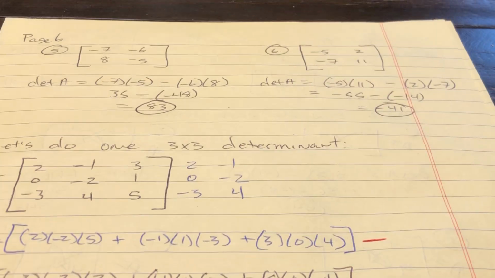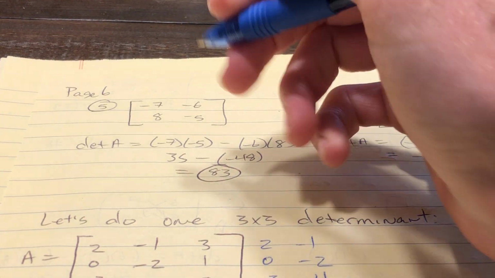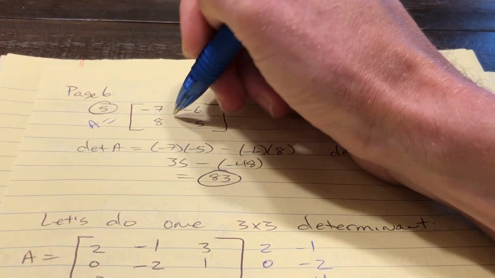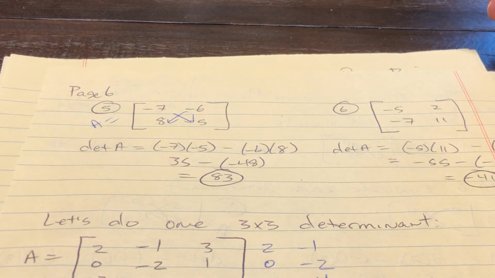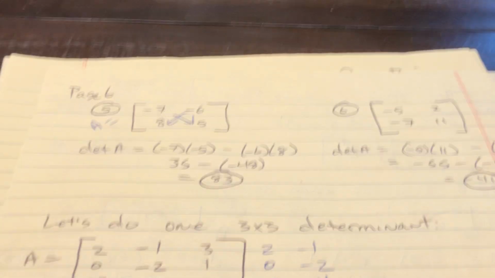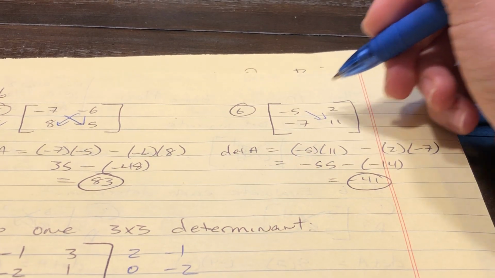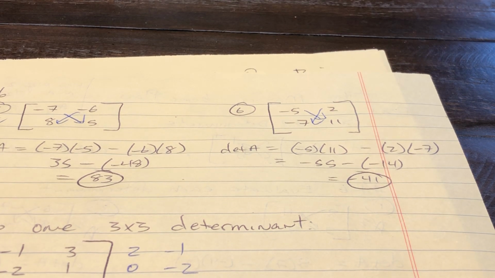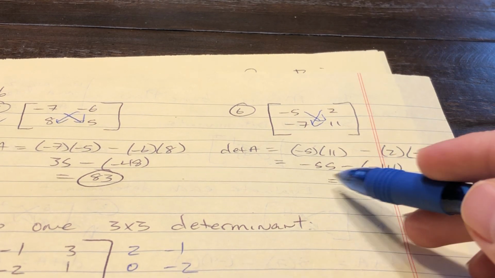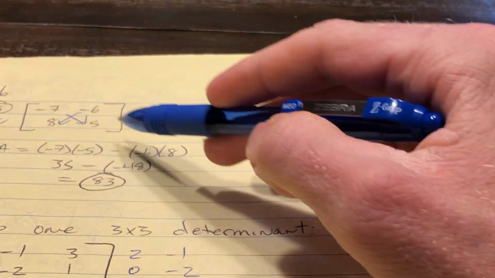Then we have 5 and 6 on the same page 6. Again, calling this A, the determinant of A is negative 7 times negative 5 minus negative 6 times 8. And lastly, here on 6, negative 5 times 11 minus 2 times negative 7. We eventually add when we subtract a negative. That happens a lot in the ones I've given you, but it's always the difference of the two cross products, and you go top left to bottom right first.